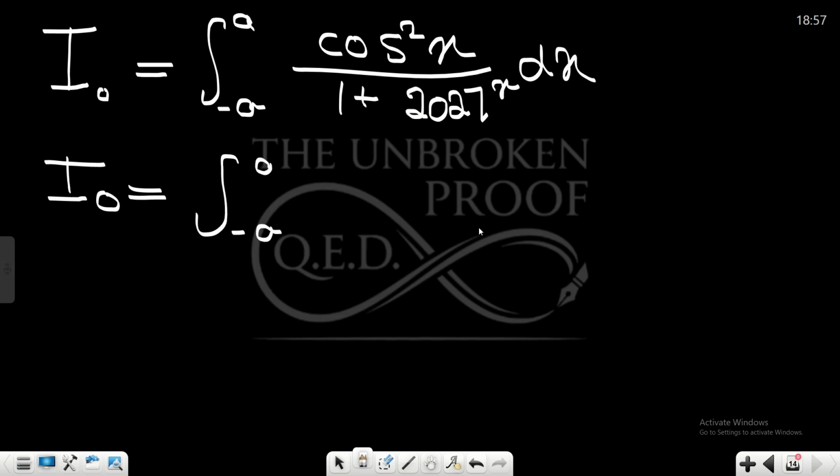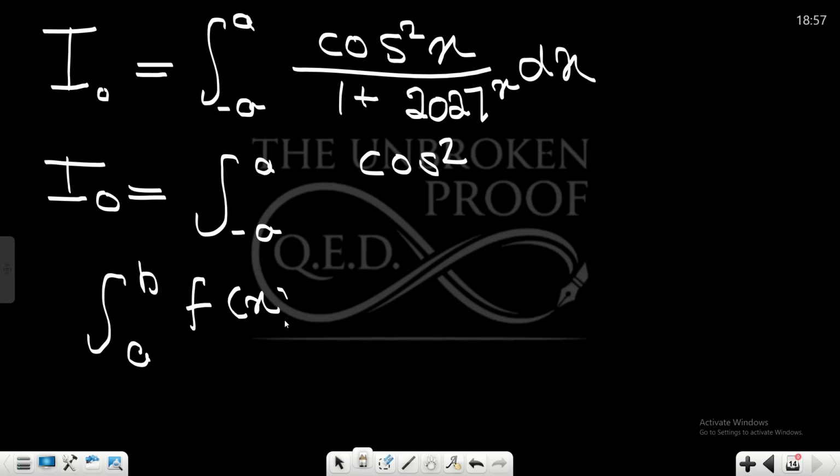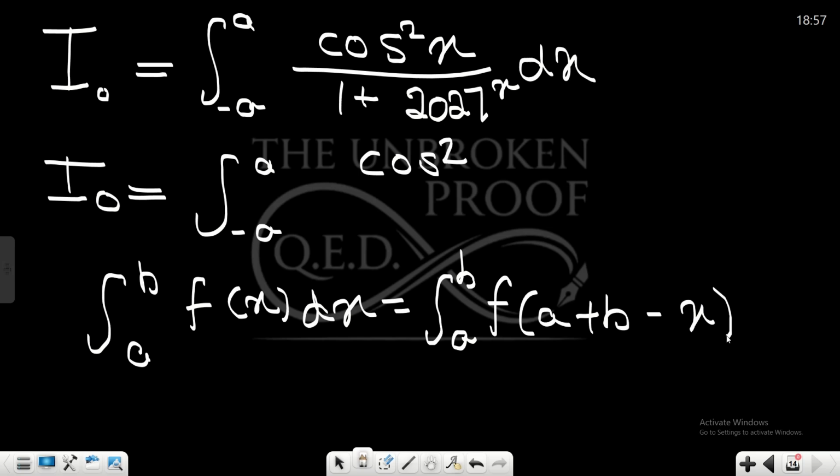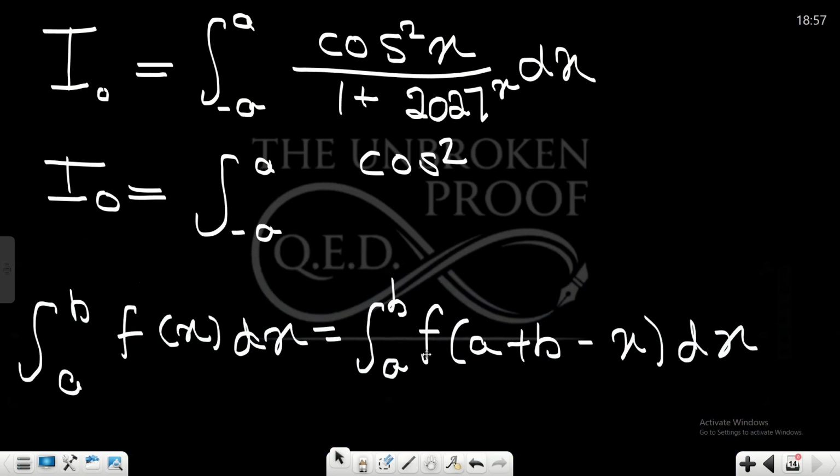the integral from minus a to a of cos square of. Now if you apply King's rule, then a plus b, the upper limit plus the lower limit, is going to be 0, right? I hope you know King's rule. Let me write it once for you: the integral from a to b of f of x dx is equal to the integral from a to b of f of a plus b minus x dx. So this is actually King's rule. I am applying the same King's rule here.